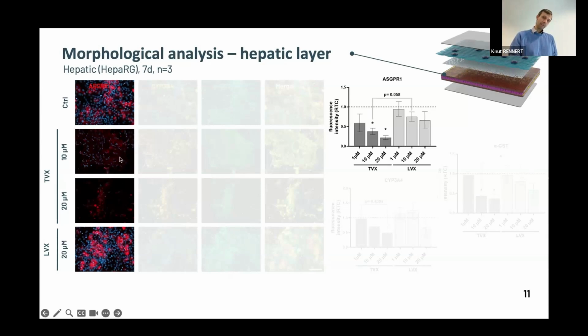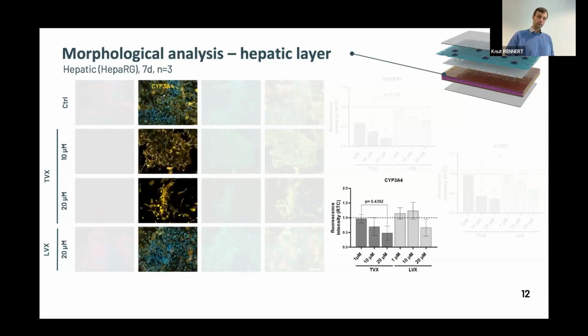You could see with increasing concentrations of trovafloxacin a decrease in signal intensity. You could also see significant differences here. This was also checked for CYP3A4, the metabolizing enzyme in the hepatocytes.